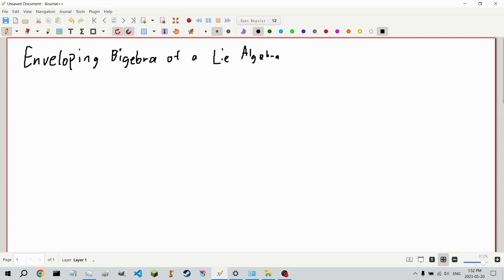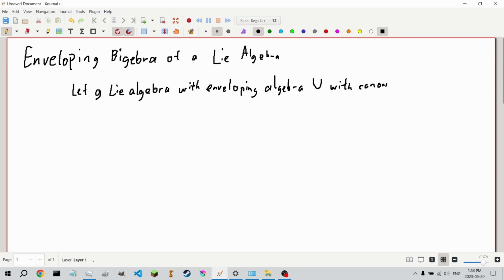And as always, I should write this down, we have G be our Lie algebra with enveloping algebra U with canonical filtration, the collection of U sub n.